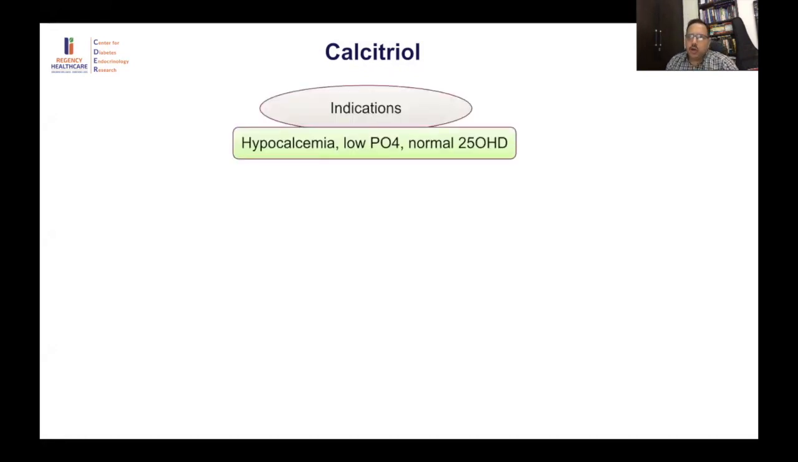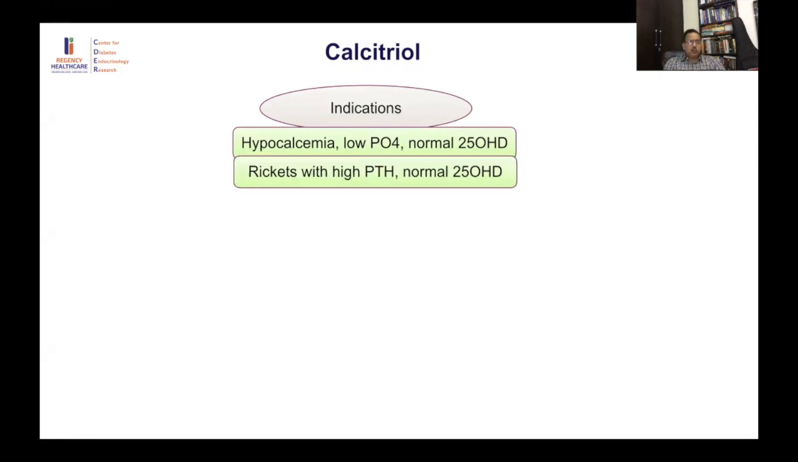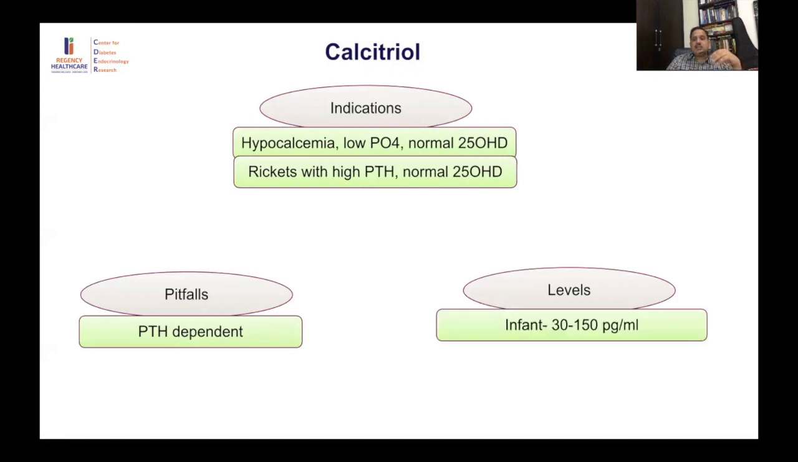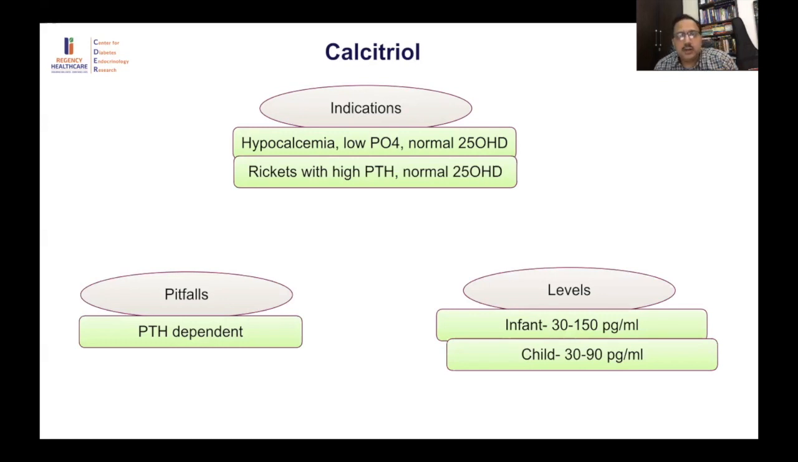Calcitriol is something which is often prescribed but is of limited role, because calcitriol levels depend upon the PTH level. So these levels can be low, normal, or high in the setting of low vitamin D. They should only be done if there is hypocalcemia, low phosphorus, and normal vitamin D to rule out VDDR type 1 or type 2, or in children with rickets with high PTH and normal vitamin D to exclude other situations. The pitfalls are that it is PTH dependent and the levels in infants can vary. So these are the age-specific ranges for calcitriol which we have to look for.